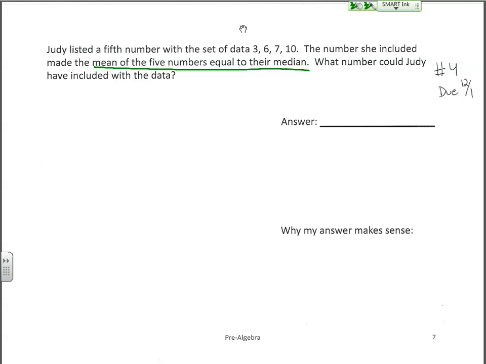Okay, and then how about median? What's the median of a data set? Connor? The middle number when the numbers themselves are ordered from least to greatest, okay? So far we have 3, 6, 7, and 10, which are ordered from least to greatest already.